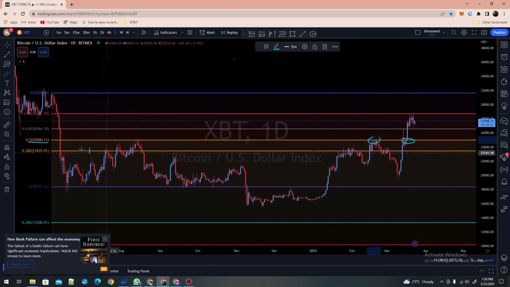If the price breaks above the 0.5 level, it could indicate a bullish trend, and if it breaks below, it could indicate a bearish trend. The 0.618 level is also an important level of Fibonacci retracement. If the price reaches this level, it could find resistance and move downwards. If the price breaks above the 0.618 level, it could indicate a strong bullish trend.